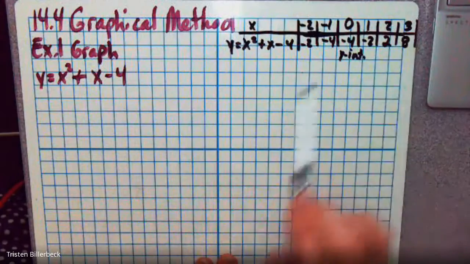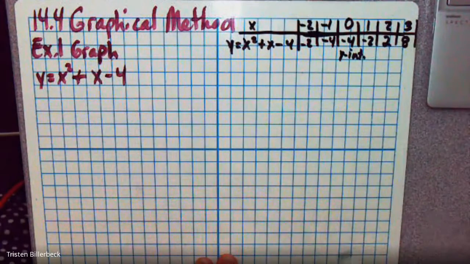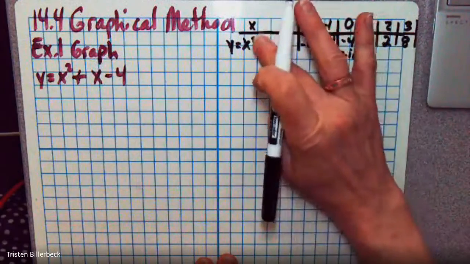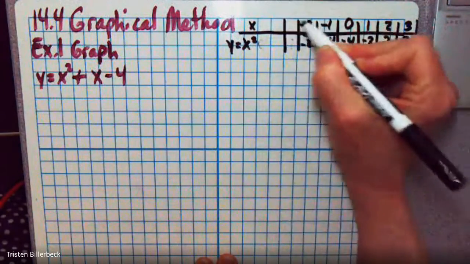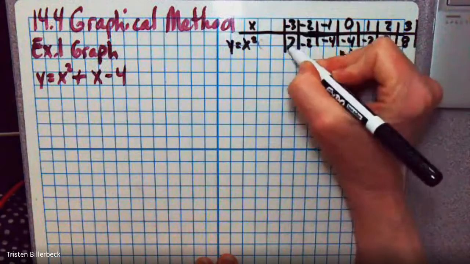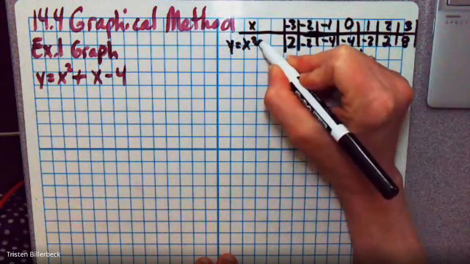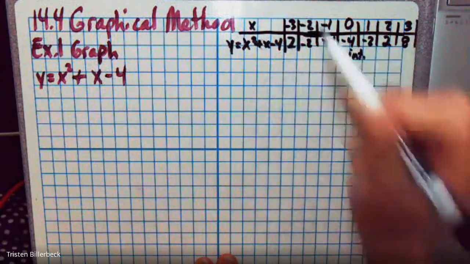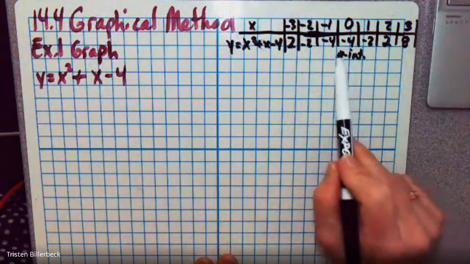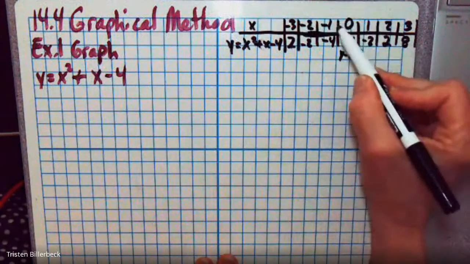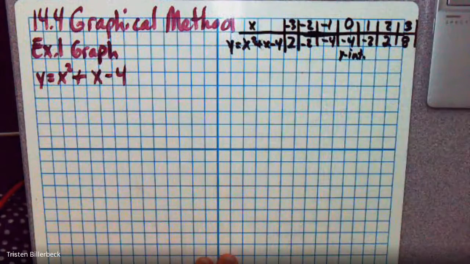Okay, so I can see that there's going to be some symmetry happening here. So in fact, let me just put that in there. So at negative 3, I have 2. So this is plus x minus 4 right there. Okay, so we have some symmetry. So something's happening at negative 1/2.